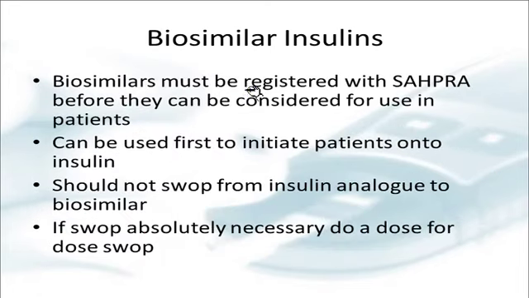Now, biosimilars must be registered with SAHPRA before they can be considered for use in the patient. And you want to initiate a patient on a biosimilar insulin, not swap from an insulin analog to a biosimilar insulin. And if swap is absolutely necessary, you want to do a dose for dose swap. In other words, if you were giving the person, let's say, 20 units of insulin glargine at night, you want to swap to 20 units of L-Glarg at night.